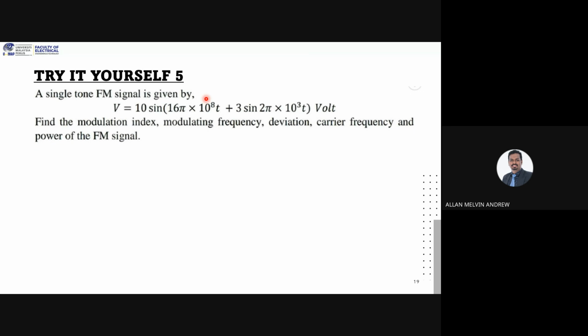And also for amplitude modulation, we have other sets of try it yourself questions which you can try.